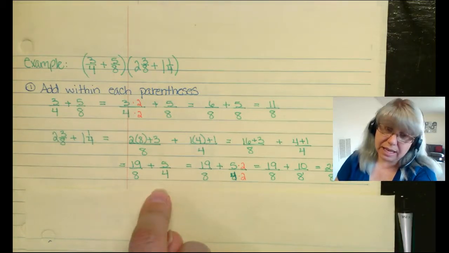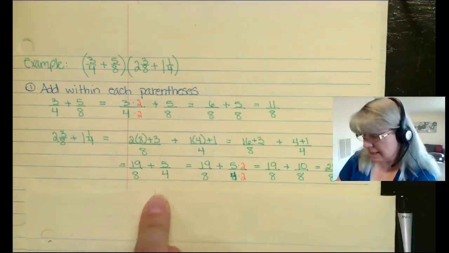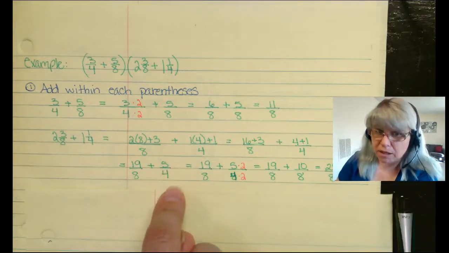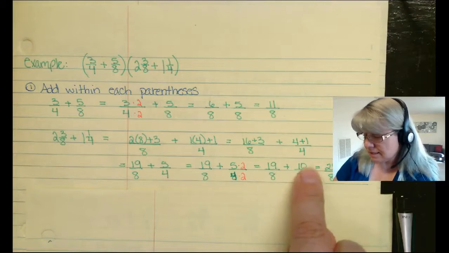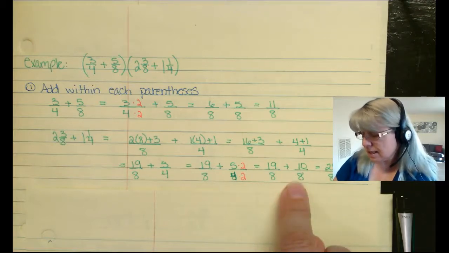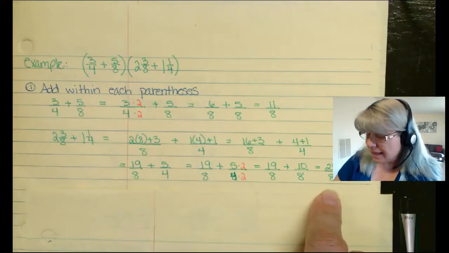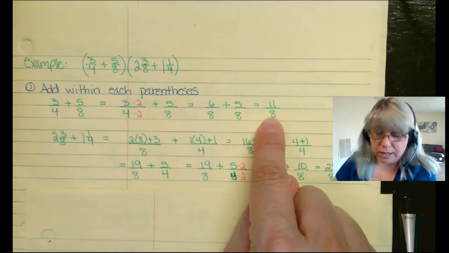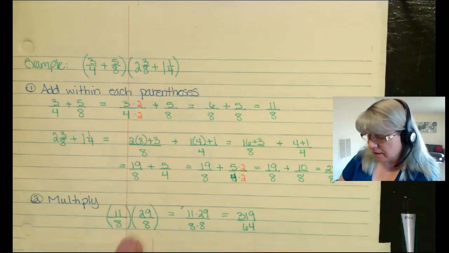Now I need to find common denominators. And the common denominator here is going to be an 8. So for the second fraction, I need to multiply both the numerator and the denominator by 2, giving me 19/8 plus 10/8. And 19/8 plus 10/8 is 29/8. Now that I know my first parentheses value and my second parentheses value, now I'm going to multiply them together.